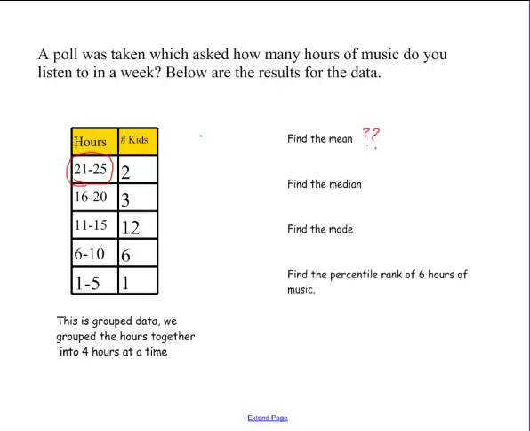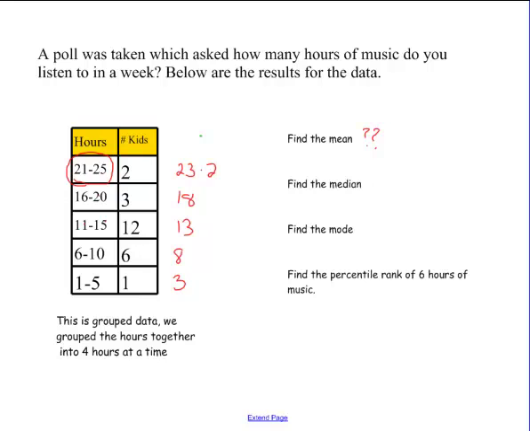What you would have to do is take the average of the group. So between 21 to 25, the average is 23. Between 16 to 20, the average is 18. Between 11 and 15 is 4 hours, so what's half of 4, 2? That's where I'm getting these averages from. Or you could do the old-fashioned way. 6 plus 10 is 16, divided by 2 is 8. Those are the numbers we use to find the mean.